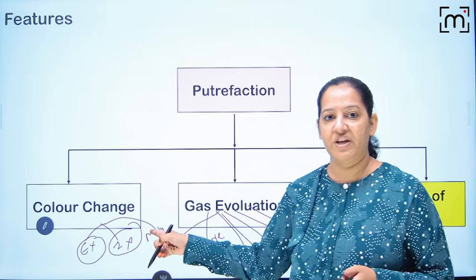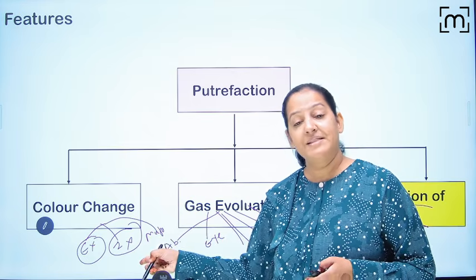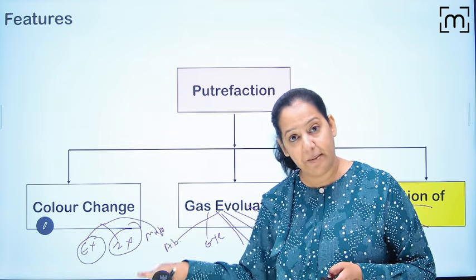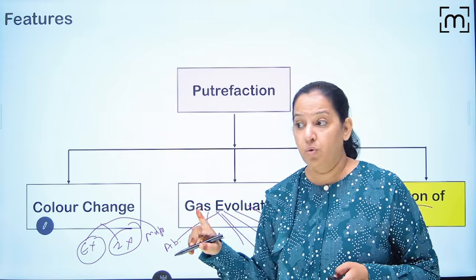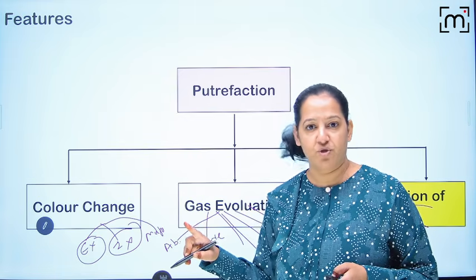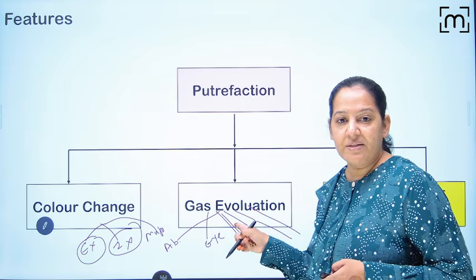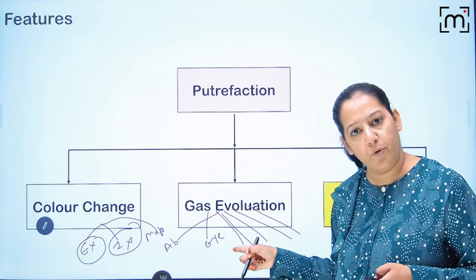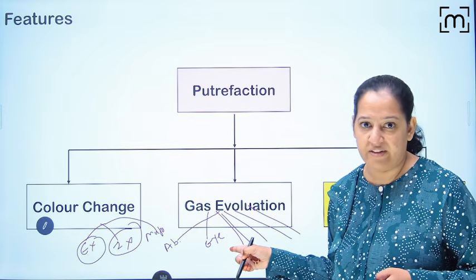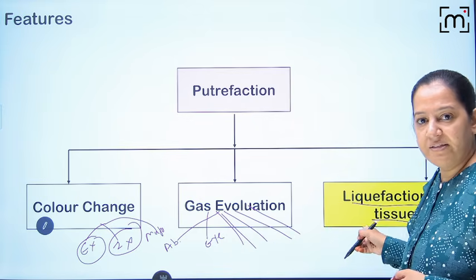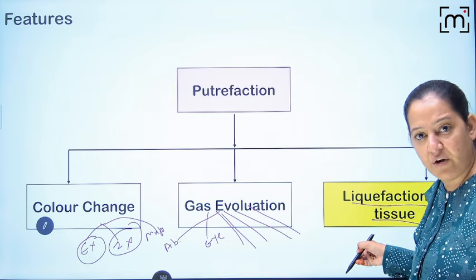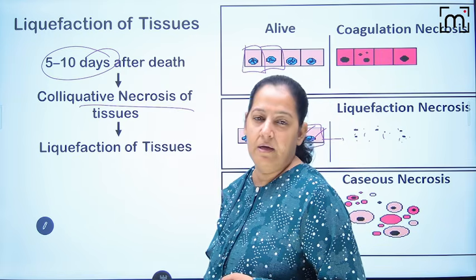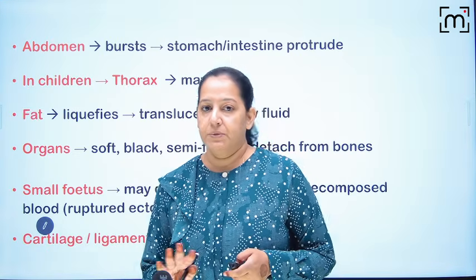What is the reason for the color change? It is the bacterial enzymes which cause degradation of the vessel, which causes release of the hemoglobin, and hemoglobin gets converted to sulfmethemoglobin by H2S gas, and that is giving the color change. What is the reason for gas evolution? It is Clostridium perfringens, which is digesting the human tissue, carbohydrate, protein, and forming various types of gases. You know the name of the gases. And what is the reason for liquefaction of tissue? Liquefaction of tissue is due to colliquative necrosis of the dead body after 5 to 10 days of the death. Okay, so that is the reason.